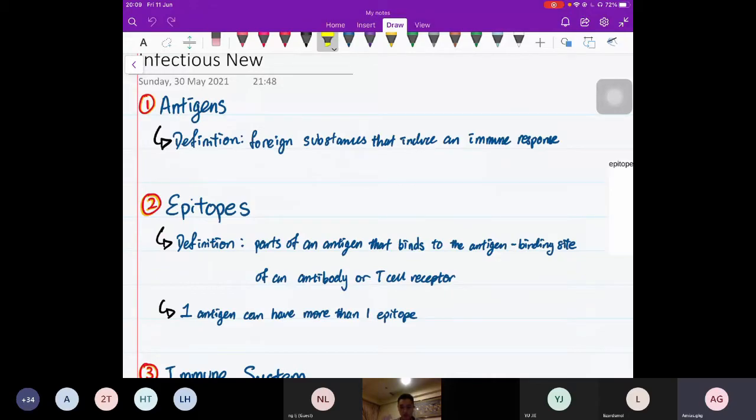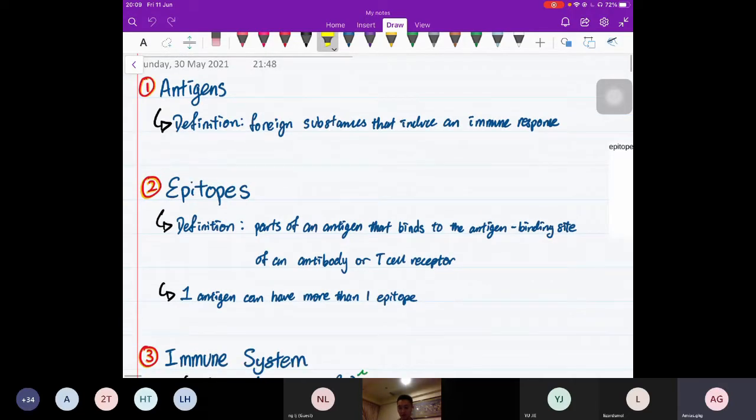Some schools use the terms interchangeably, and you can understand why, I guess, now. Antigens are foreign substances that induce an immune response, but epitopes are parts of an antigen. They're not the entire antigen, they're the part of the antigen that binds to the ABS, the antigen binding site of your antibodies, as well as your T cell receptors.